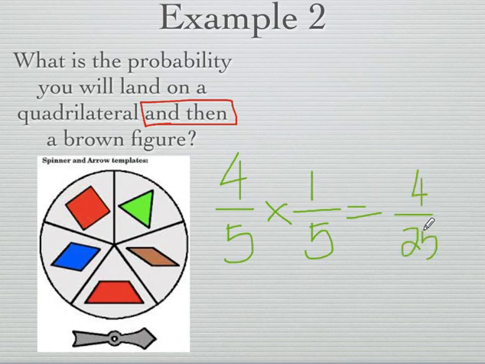Can you reduce that one? No. So therefore, out of 25 tries, you get 4 chances of getting a quadrilateral on the first spin and a brown figure on the second spin.